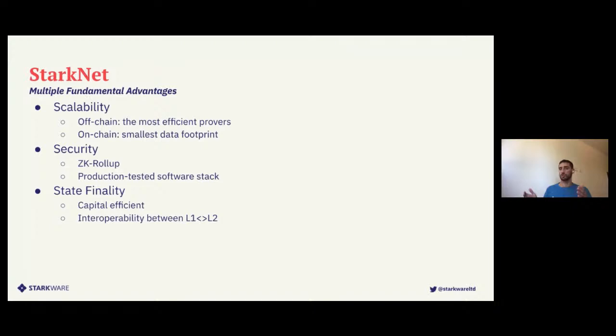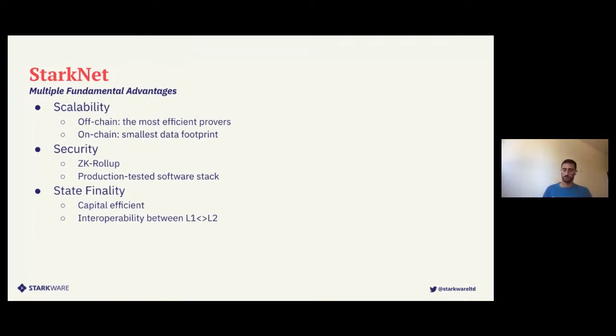All of the technology that we are using is already on mainnet today, and we see it as a very, very important aspect of the way we do stuff. And lastly is the state finality. So as I've said, in a ZK-Rollup L2, every state transition is final immediately. It's either valid or invalid. There's no dispute period. There's nothing like that.